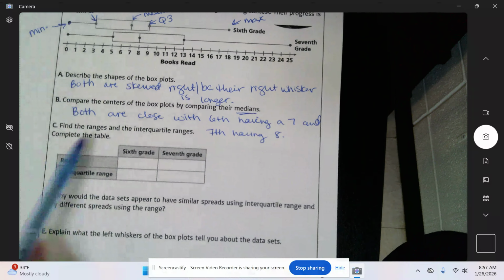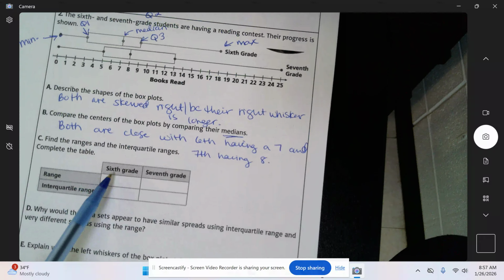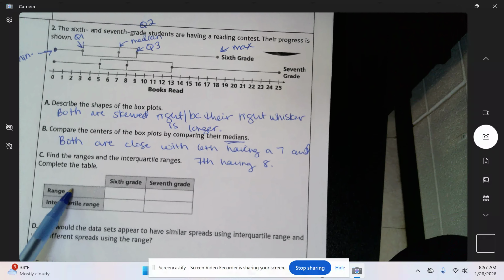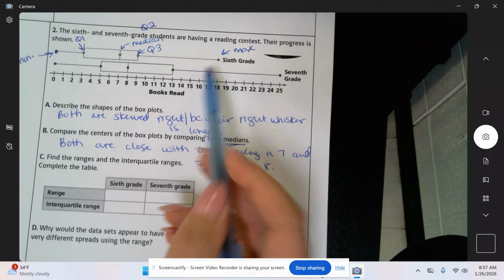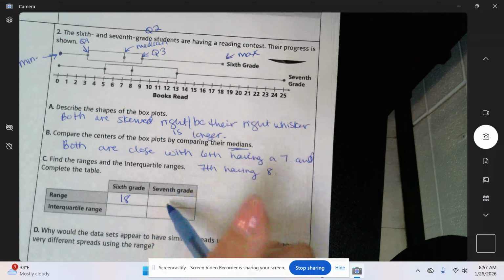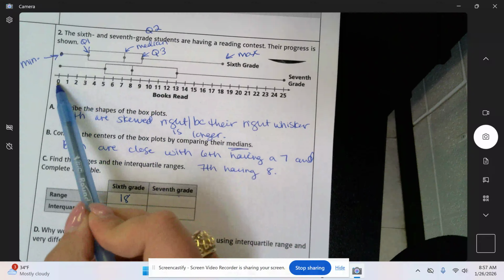All right, find the ranges and the interquartile ranges and complete. So for 6th grade, range, remember, is your big minus your small. What's the big number? 18 minus 0, so your range is 18. The range for 7th grade is 25 minus 0, which is 25.